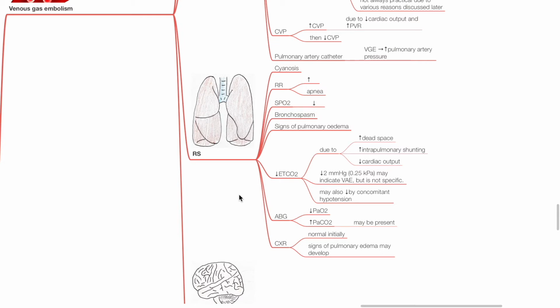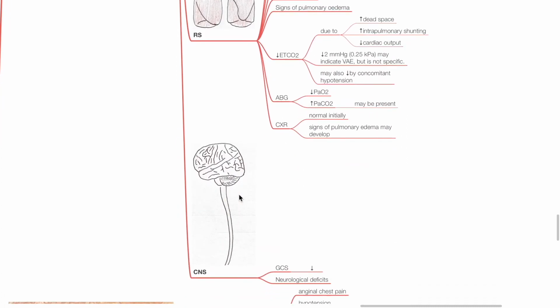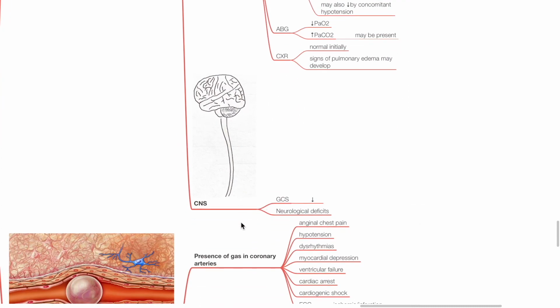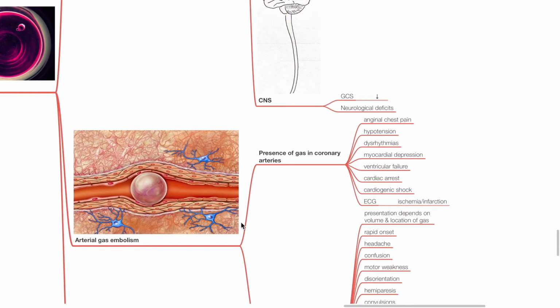Chest X-ray may be normal initially. Signs of pulmonary edema may develop. CNS. There may be a drop in GCS with neurological deficits. Presentation of arterial gas embolism. Presence of gas in the coronary arteries may present with anginal chest pain, hypotension, dysrhythmias, myocardial depression, ventricular failure, cardiac arrest, cardiogenic shock. ECG may show ischemia and infarction.